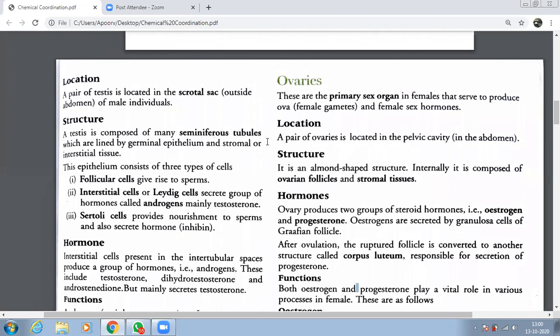Okay, excellent. Now please tell me the difference in the location of both of them. How is the location difference for testis and ovaries? Quickly. Testes are outside the abdomen and ovaries are inside the abdomen. Very good. Testes are outside the abdomen, while ovaries are located inside the abdomen.